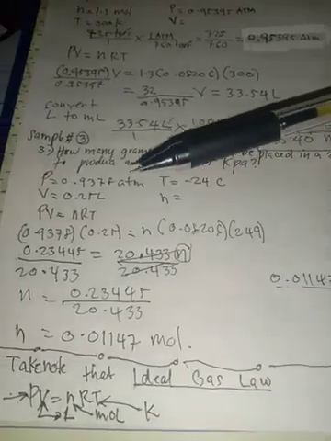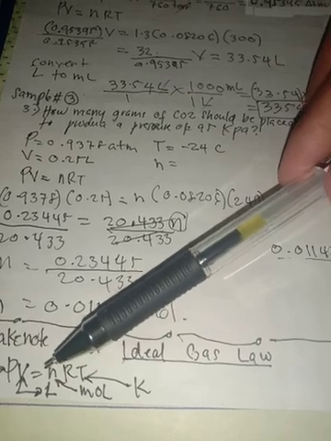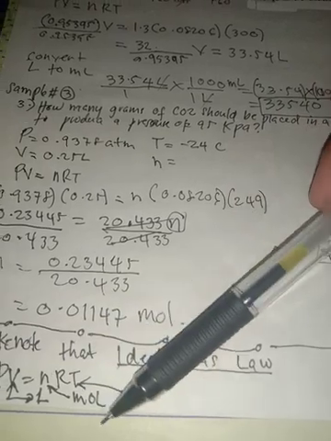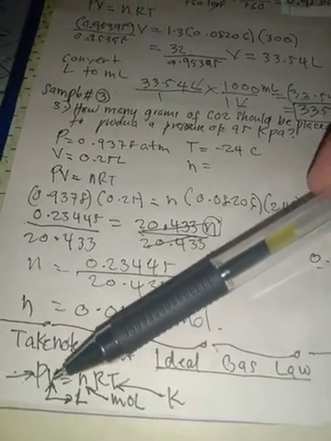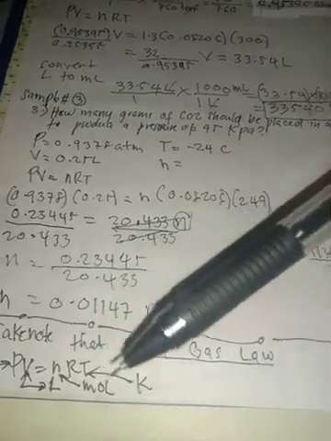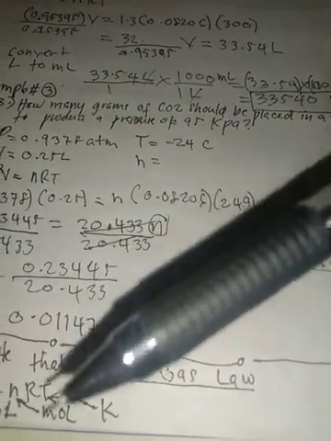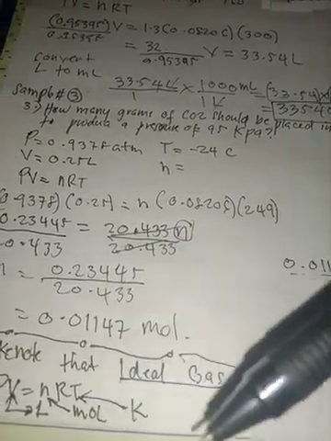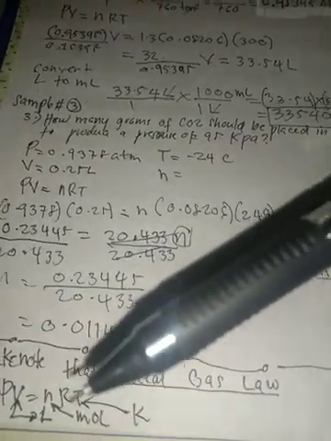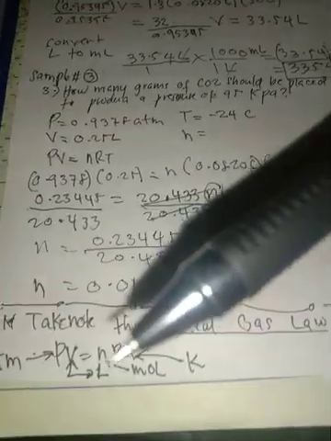Take note of the ideal gas law, PV equals nRT. The unit of T is Kelvin, the unit of n is mole, V is in liters, and P is atmospheric pressure. This is R, the universal gas constant. This is the equation of the ideal gas. Remember this one always.